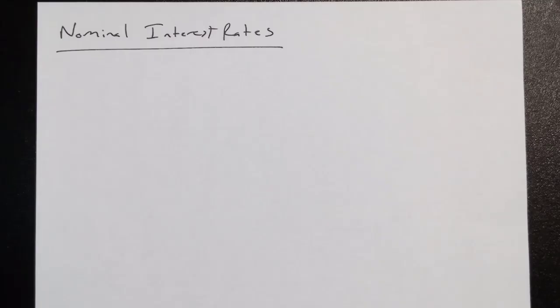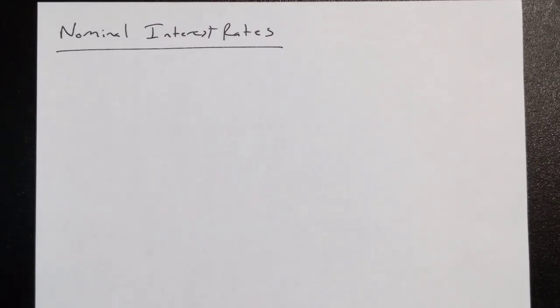Interest rates come in two flavors. The actual interest rate we earn and the named interest rate. Nominal means named. So in one sense, when we start this process, we have a named rate. Say I'm telling you you're going to make 9%.